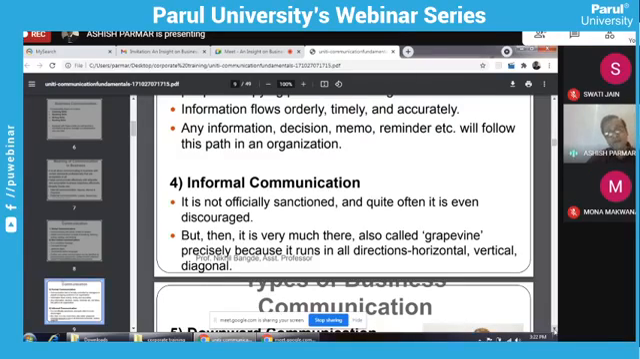The language and the type of communication which we use in informal communication is not good. For example, rumor, like "I heard he said this," when actually there is no fact behind it, and people pass on messages without being formal, and that results in negativity and disputes and disruptions in the functioning of an office. But then it is very much there.